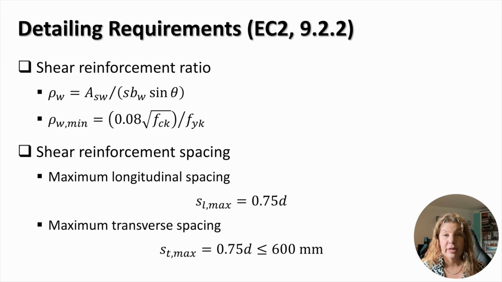The shear reinforcement ratio is calculated based on the beam width and spacing of links and cannot be smaller than the minimum value. In designing the extent and number of links, the spacing requirements should be considered. The spacing of links, both in the longitudinal and transverse directions, should be smaller than 0.75d.